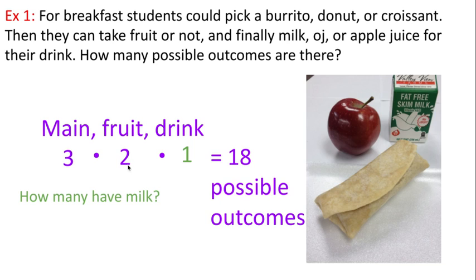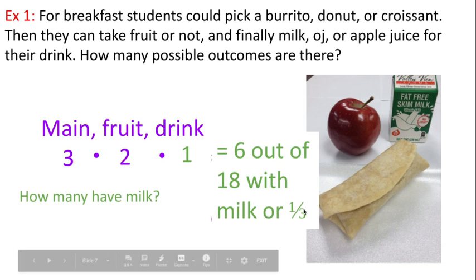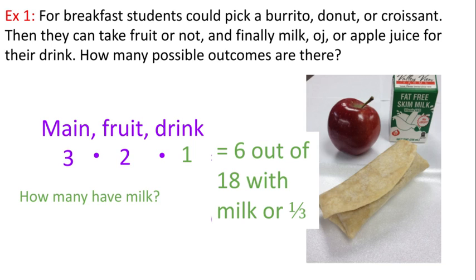I do the math again. 3 times 2 is 6 times 1. So 6 out of the 18 have milk. Now, if I simplify that fraction, 6 out of 18, the same as 1/3. So 1/3 of the breakfasts would have milk in them.